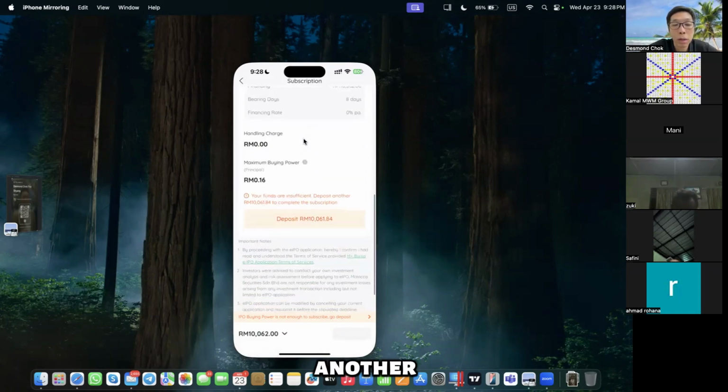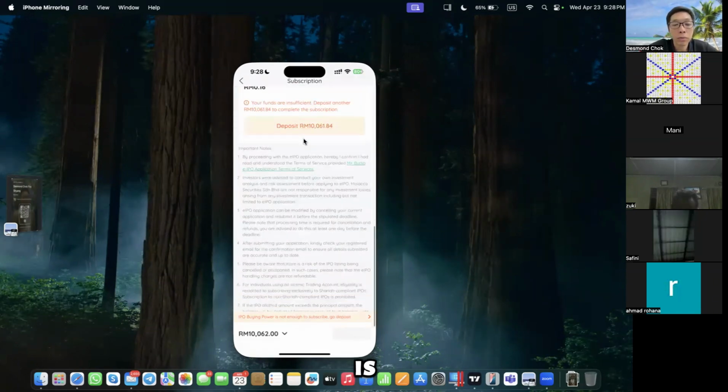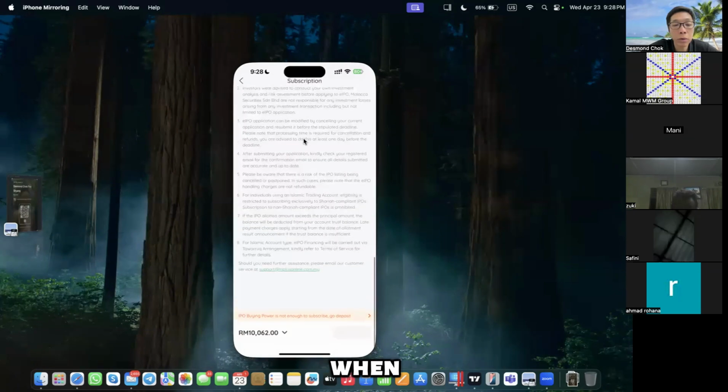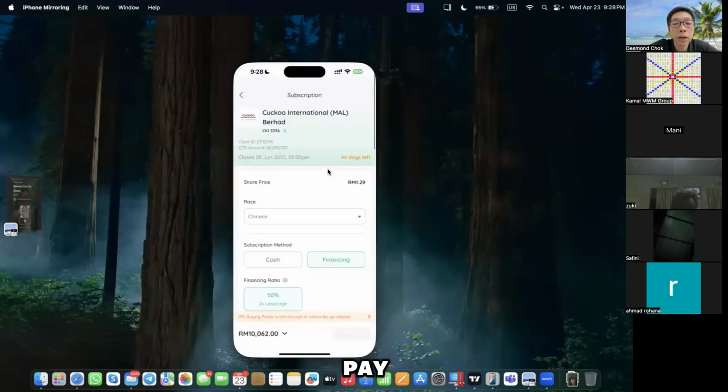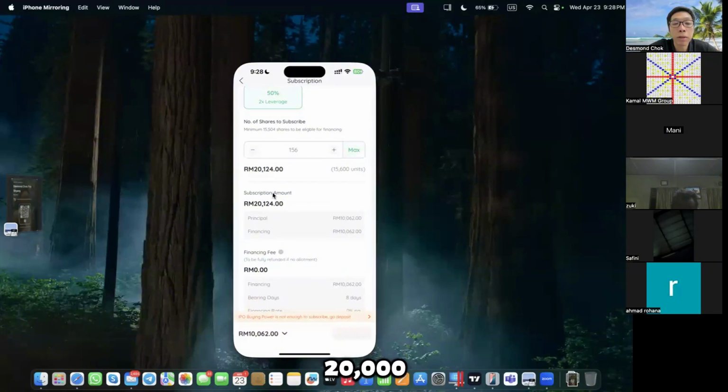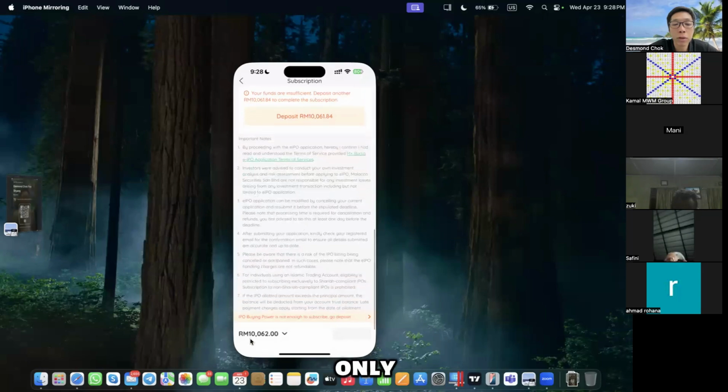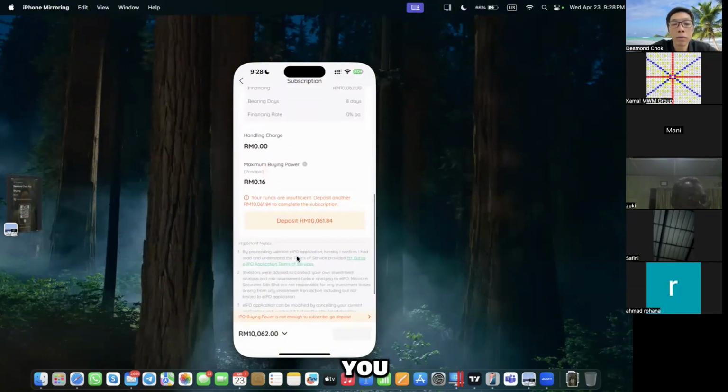Okay, let's try another one. This one is for IPO financing. So what you can see here, when you pay, let's say even though you apply 20,000 for this IPO, when you pay, you only need to pay 10,062, including your financing charges. So you don't need to pay 20,000. It will be directly deducted from your trust. And if you didn't succeed in getting the IPO, all the financing charges will be fully refunded back to you. So no worries on that.